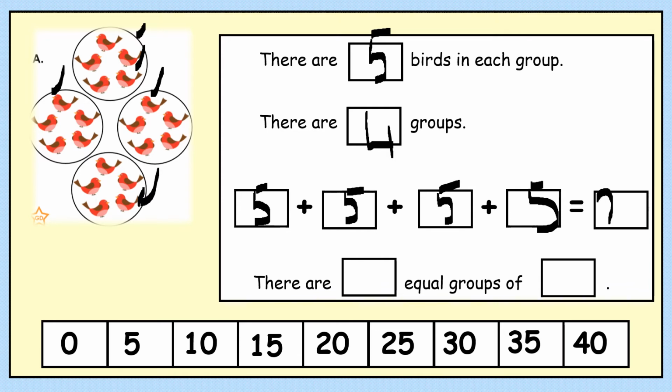20 altogether. So there are something equal groups of something. Well, there are how many equal groups? 4 equal groups of how many are in each group? 5. So there's 4 equal groups of 5.